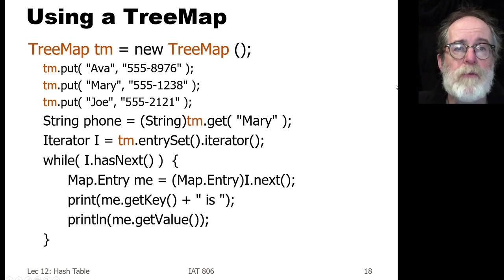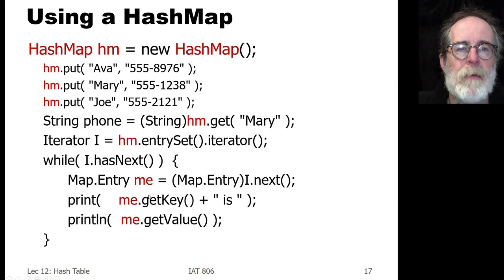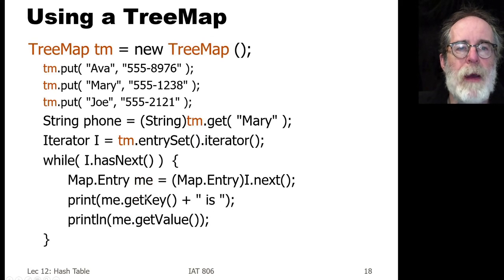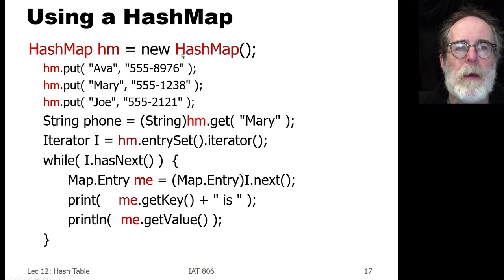But you notice that tree map and hash map are used identically. So I say tree map TM instead of HM. I put Ava, Mary, and Joe and their phone number. I got Mary. I then iterated. The code's the same, which is the real bonus. So there's hash map, there's tree map, there's hash map, there's tree map. The only thing that's changing is TM here and HM here. That's it. That's the only difference.